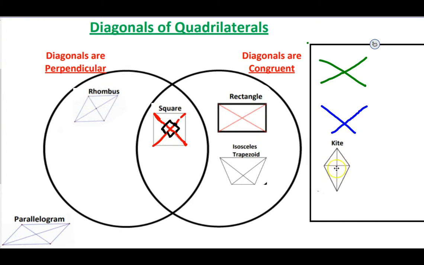So the last shape we're going to look at is the kite. You can see that the kite, this line here is longer than this line here. So this is not congruent, but is it perpendicular? Yes, it's perpendicular. It's not both. So now that we've looked at our diagonals, we can see the properties of the diagonals. We're also going to talk about bisecting. We didn't put that in the Venn diagram, but that's something else we can talk about as we go through our notes today.